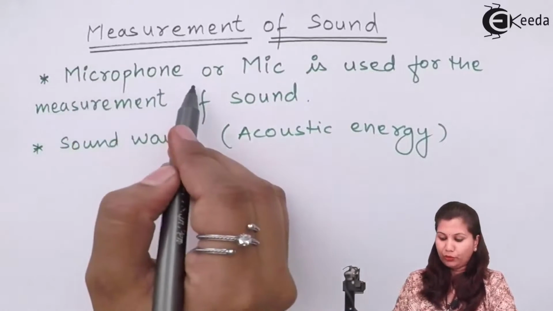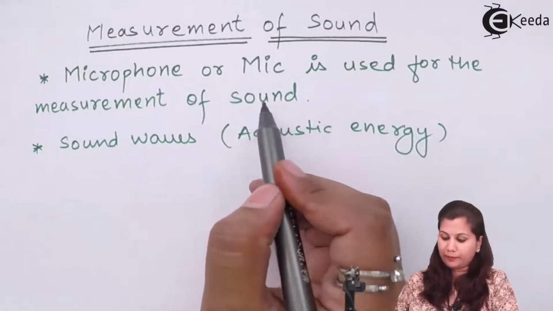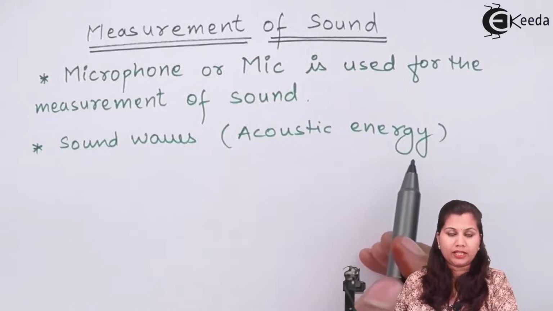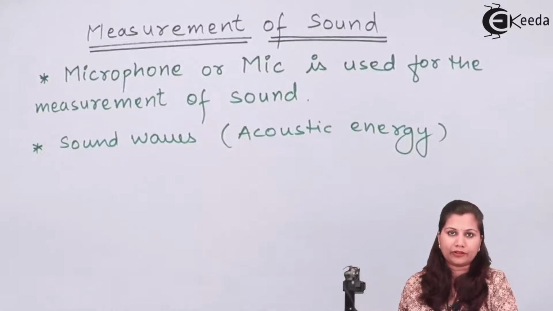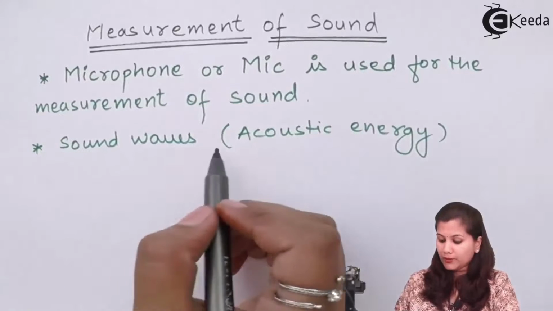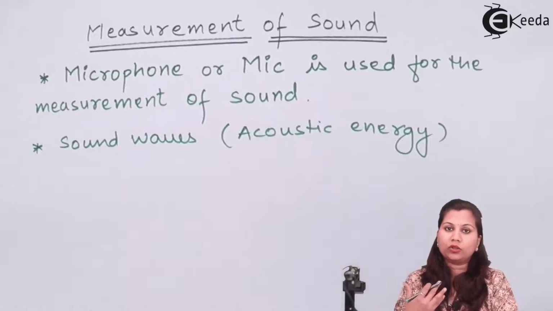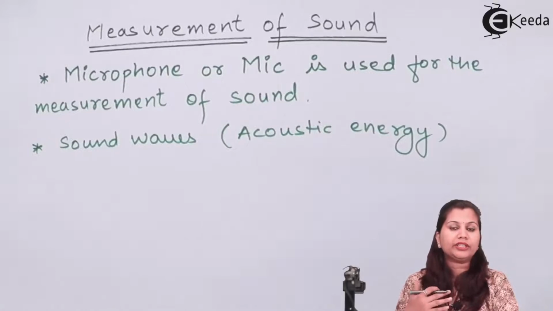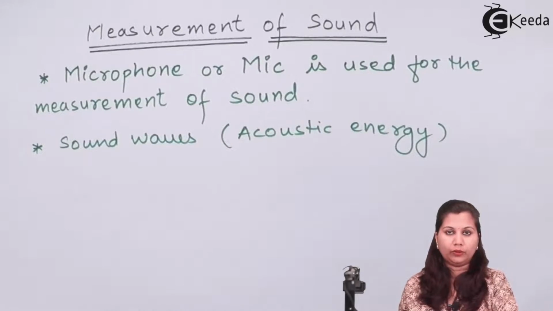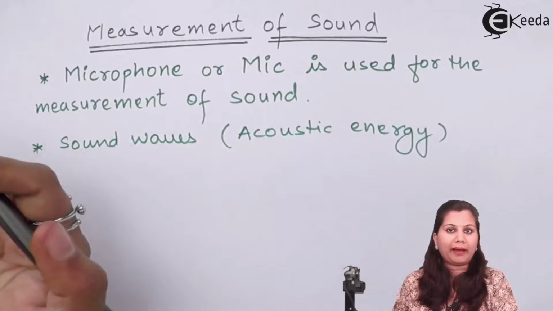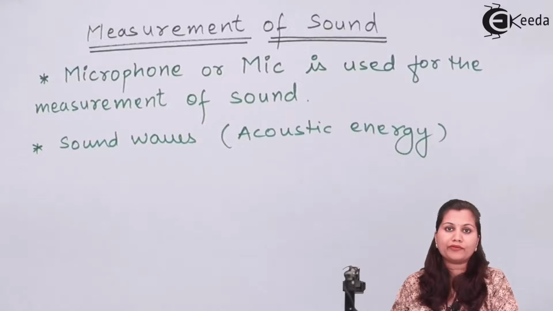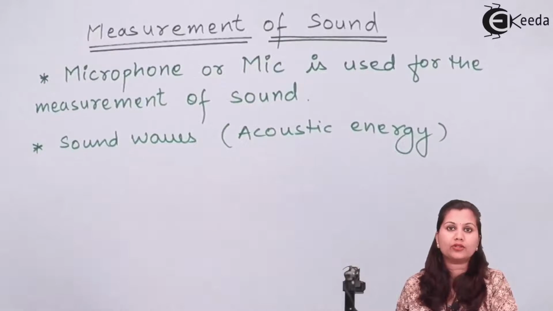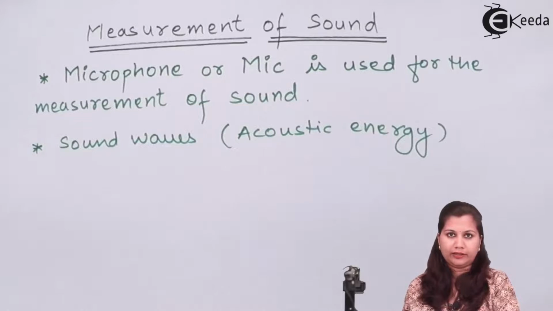So this microphone measures the sound by converting this acoustic energy into an electrical energy. Acoustic energy or sound wave is a non-electrical quantity, and the non-electrical quantity is converted into an electrical quantity. So we can say that microphone is a type of transducer which converts the acoustic energy, that is the sound waves, into the electrical energy.